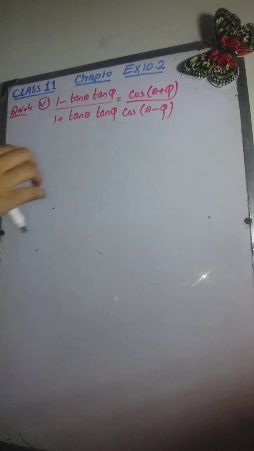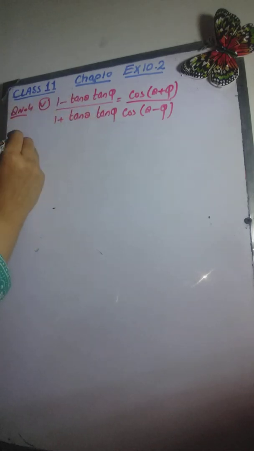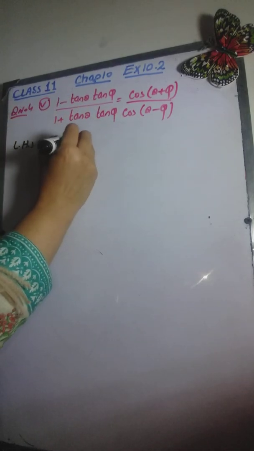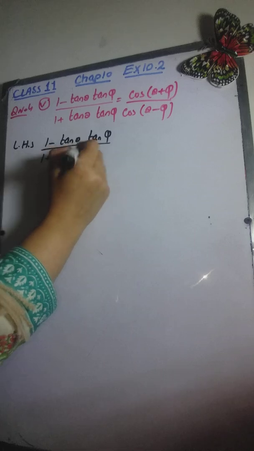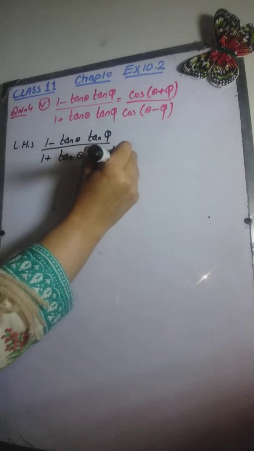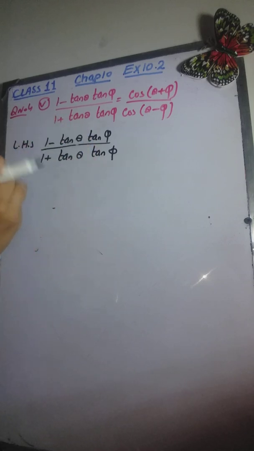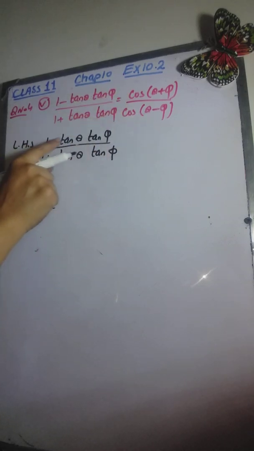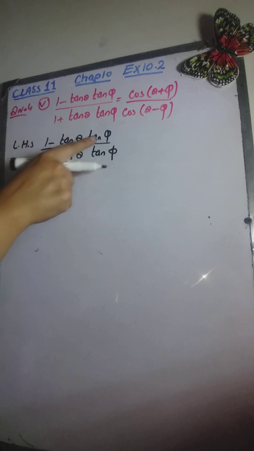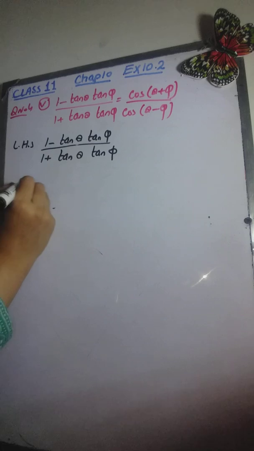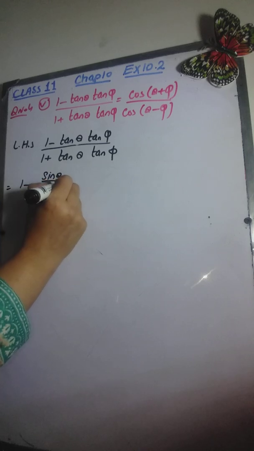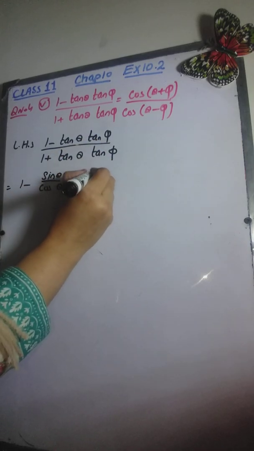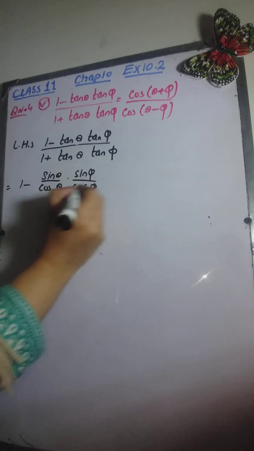Now in this question we have to prove that this whole expression is equal to cos of theta plus phi over cos of theta minus phi. So taking the left hand side, 1 minus tangent theta tangent phi over 1 plus tangent theta and tangent of phi. Now in order to bring cos, obviously we have to write tangent theta into sine theta over cos theta and tangent phi into sine phi over cos phi. So 1 minus tangent theta is equal to sine theta over cos theta, and tangent phi is sine of phi over cos of phi.